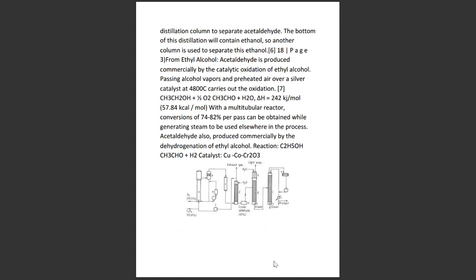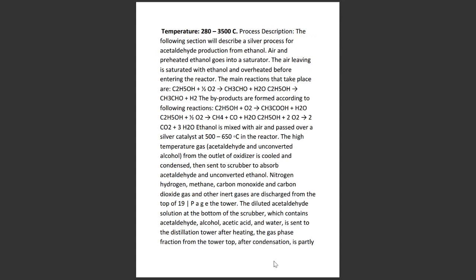From ethyl alcohol, acetaldehyde is produced commercially by the catalytic oxidation of ethyl alcohol, passing alcohol vapor and preheated air over a silver catalyst at 480 degrees Celsius, carried out in a multi-tubular reactor. A conversion of 74 to 80% per pass can be obtained while generating steam to be used elsewhere in the process. Acetaldehyde is also produced commercially by dehydrogenation of ethyl alcohol at a temperature of 280 to 350 degrees Celsius.